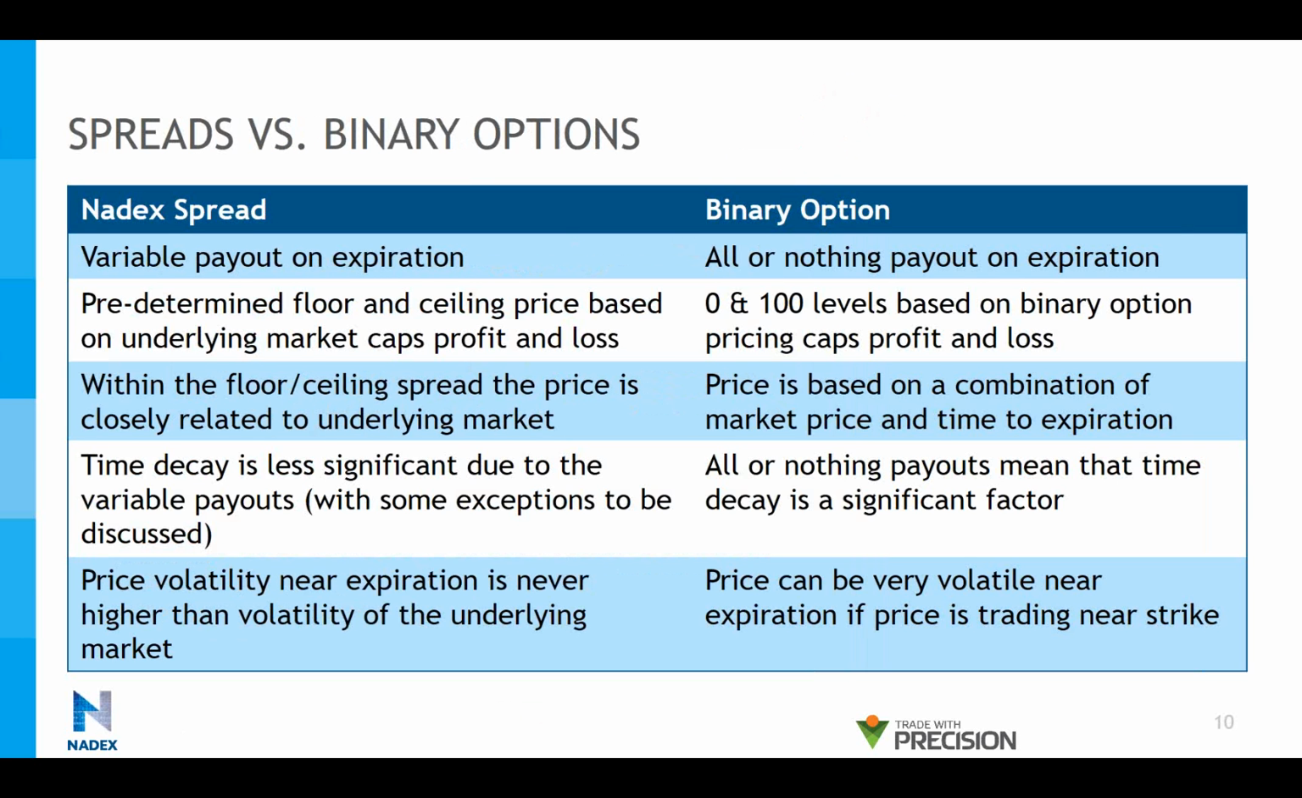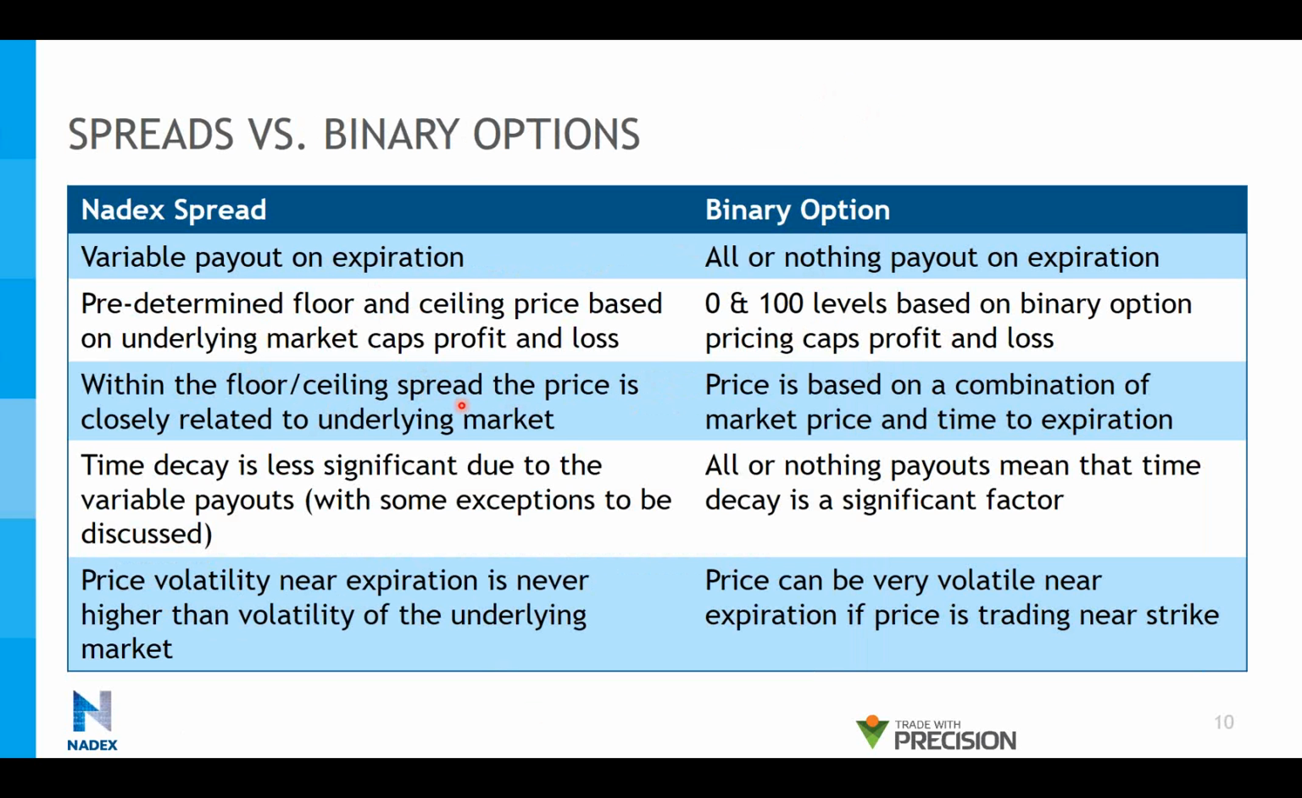Let's do a quick comparison between spreads and binary options. A spread has a variable payout on expiration. Why? Because it participates in the range between the floor and the ceiling. If it's just sitting there in the middle of that range, well, it's a middle payout, if you want to put it like that. With a binary option, it's all or nothing. Either price is above the strike price, then that binary contract settles for 100, or it is below that strike price, and then it settles for 0. We have predetermined floor and ceiling prices based on underlying market caps, profit and loss. And here we have 0 and 100 levels based on binary option pricing caps, profit and loss.